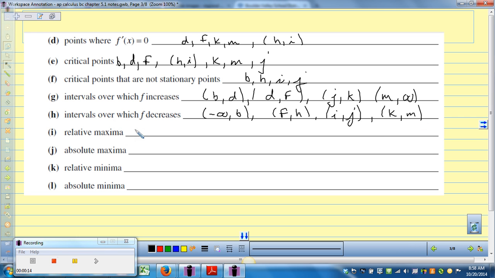Good. Relative maxima. Zach, how about that one? I got F and J. F and K, and one more region, H to I, because we have that horizontal part. So on a horizontal line, it's just always a maximum and a minimum? Yep. That's the general rule, that they're all maximum points and all minimum points. All right, J, absolute maxima.